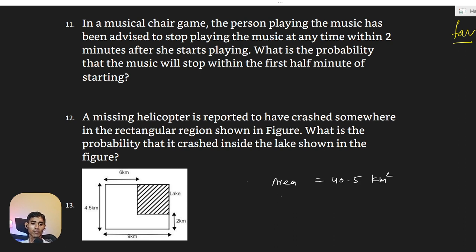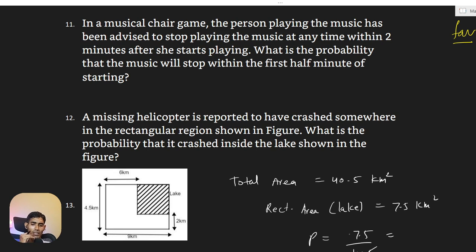And the lake is 3 as length and the breadth is 2.5 kilometers. So the area of lake will be 7.5 kilometers square. So the probability would be 7.5 by 40.5. Keep it in that fraction, no need to get it in decimal. That is 5 by 27.